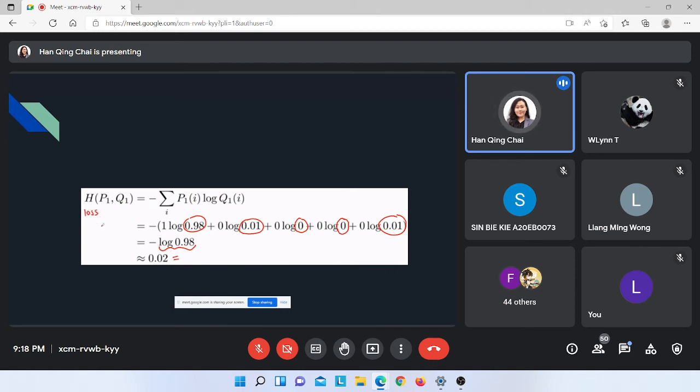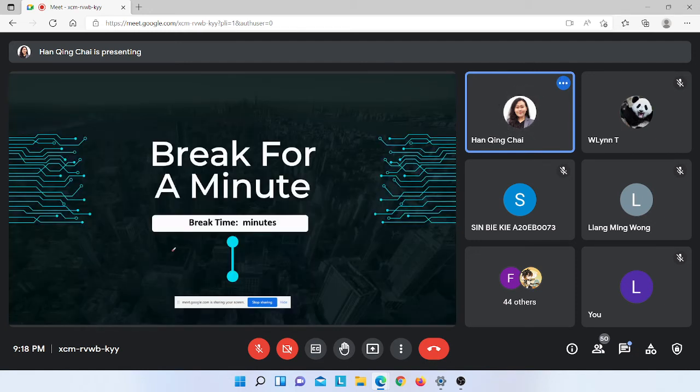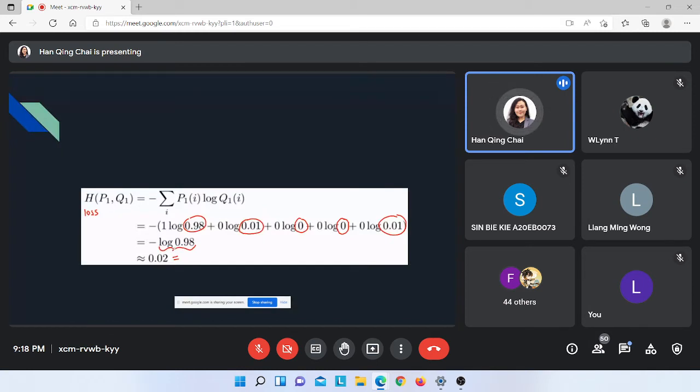Meaning the loss of, let's say, the data is quite low compared to what we have here. So your model's performance has actually improved, which is something very good. Okay, so if you did follow and tried to use your calculator, actually if you use this negative log 0.98, it doesn't equal 0.02.